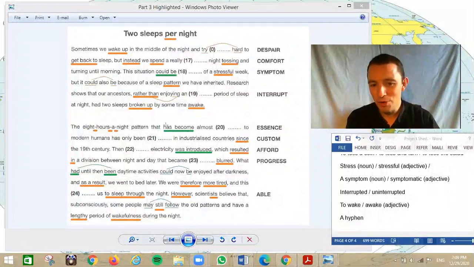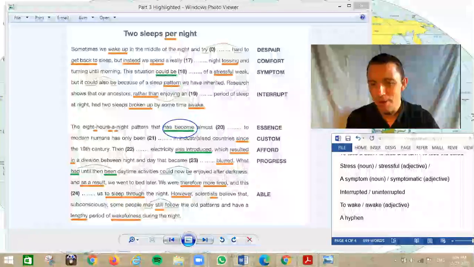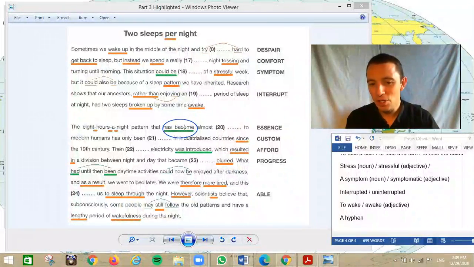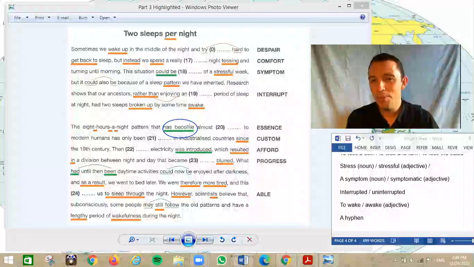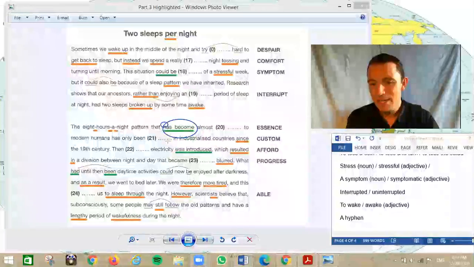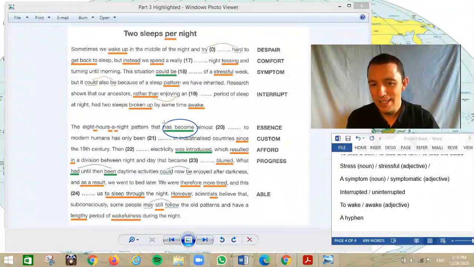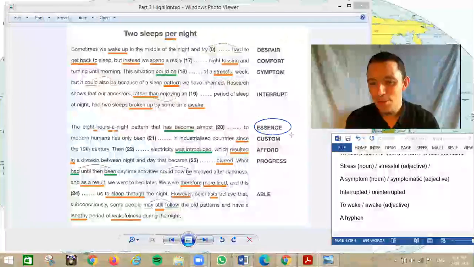Has become, the green is for the verb. So again, this is an example of the present perfect. So the verb is to become: become, became, become, okay? And has is the auxiliary of the verb to have. Okay, so the pattern has become almost, and then essence is the substantive.